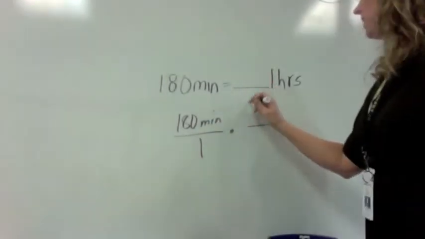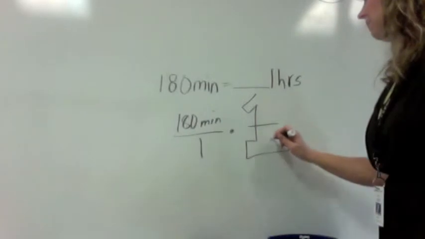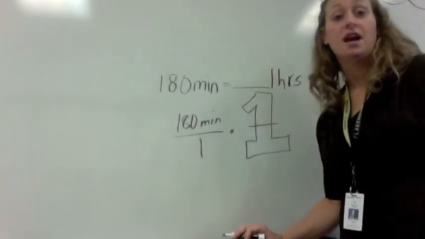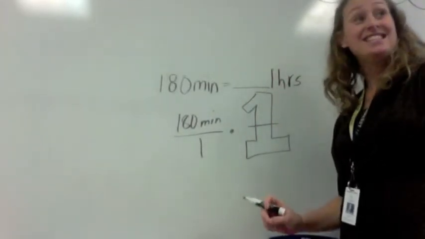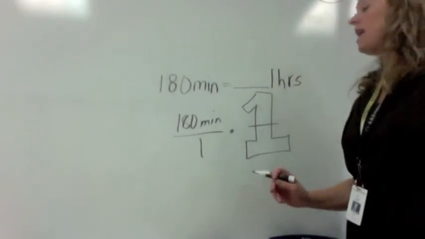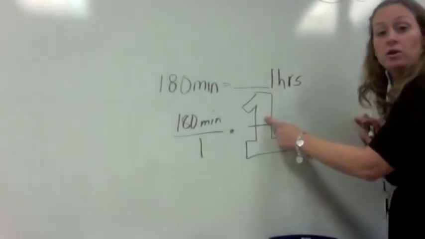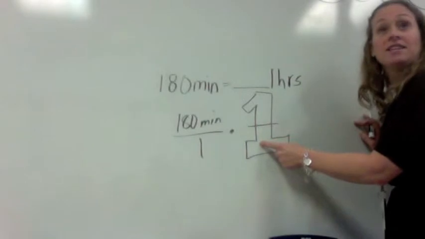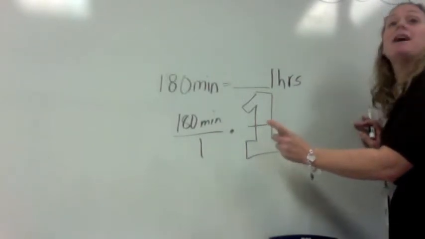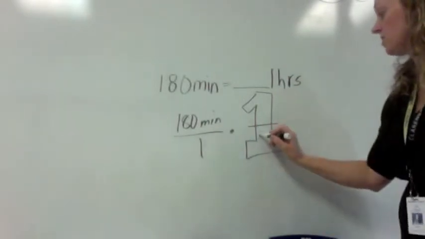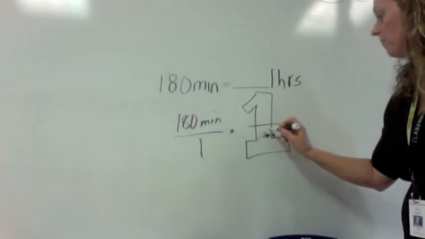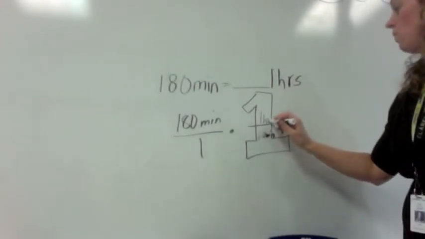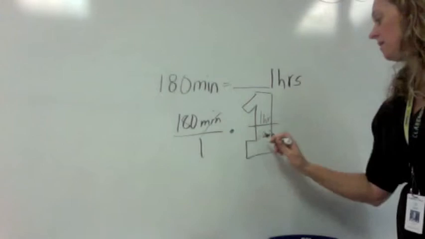Now, using my magic wand, I then need to decide, all right, minutes and hours. What do I know about minutes and hours? I have 60 minutes in an hour. And now I need to decide, does 60 minutes go in my numerator or does 60 minutes go in my denominator? It goes in my denominator because the minutes are going to need to cancel out. So I know that 60 minutes is 1 hour. The minutes, they cancel out.